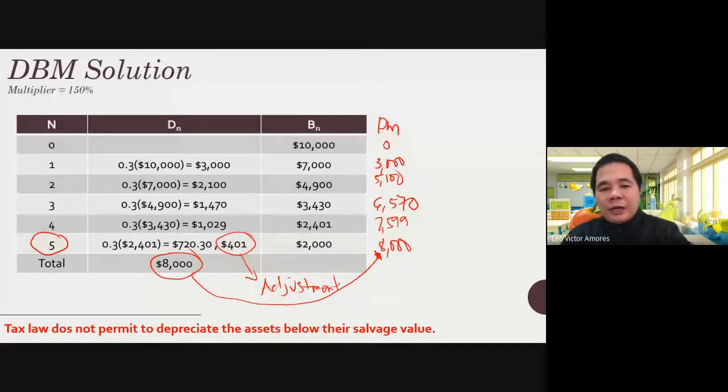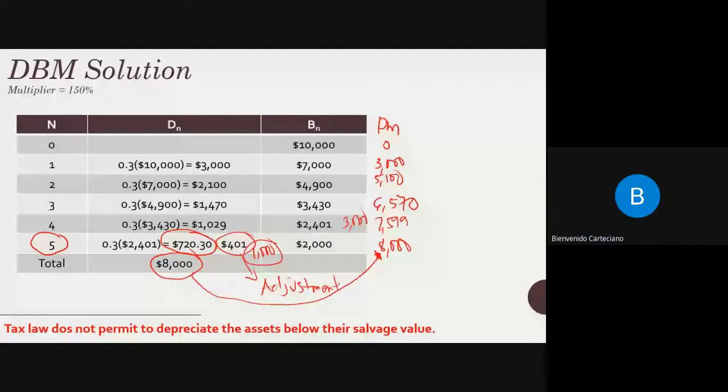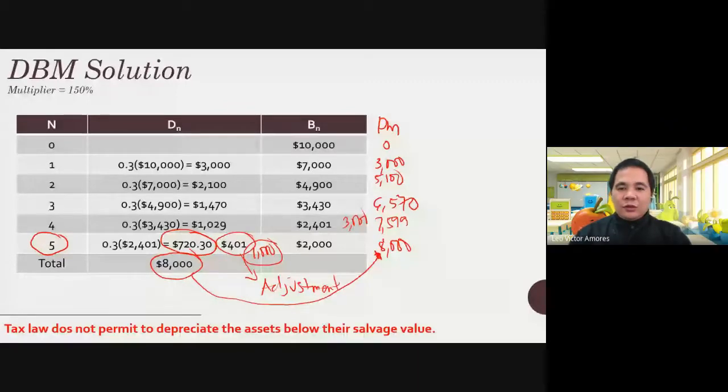So, say for example, what you should depreciate here is only 720. But your value here is around 3,000. So, your depreciation at this year should be equivalent to 1,000 to have the salvage value at the end of its service life at 2,000. Okay? Your adjustment should be either higher or lower. Okay? Was that clear? Yes, sir.